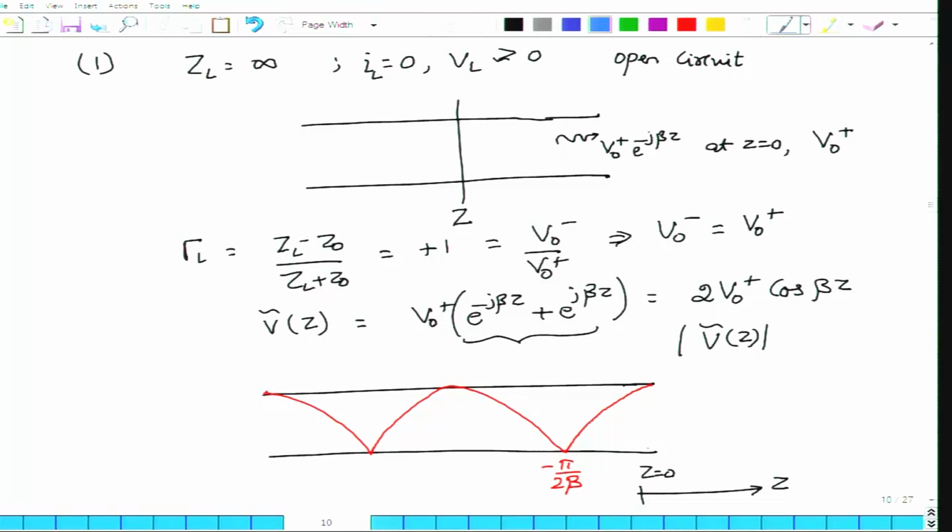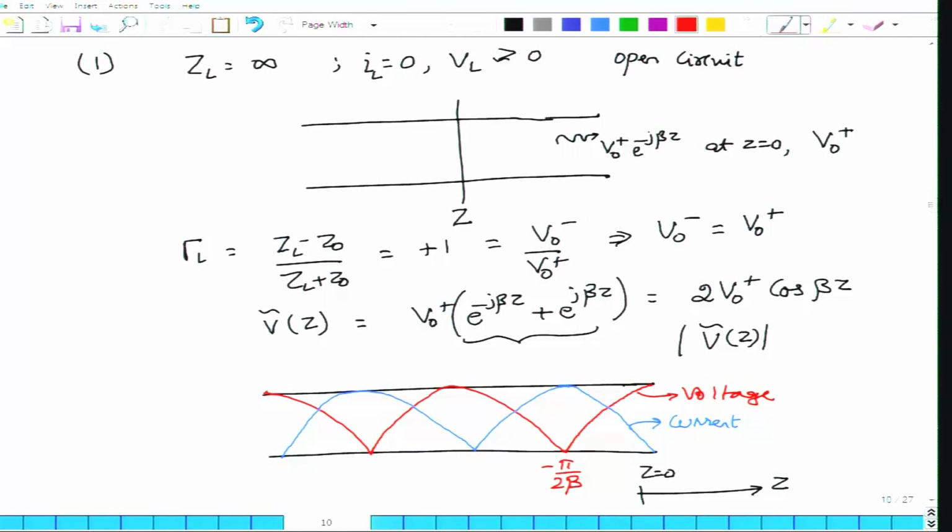What would happen to the current? Well, we know that current has to start at 0 here because there is no current flowing in the open circuit region, but then the current will reach its maximum at the same place where the voltage is reaching its minimum, and then it would be out of phase with respect to the voltage by about 90 degrees. So, this is the current waveform and this is the voltage waveform that you would see on a terminated transmission line when the termination happens to be an open circuit.